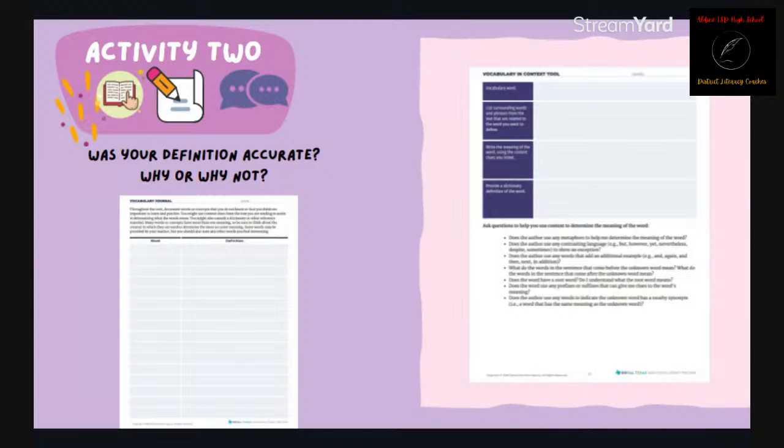Next, they use the context they have identified to make an educated guess about what anonymity might mean and write the meaning. Then, students use a dictionary to look up and write the meaning for anonymity in their third box of their vocabulary and context tool. To conclude the activity, the class discusses the 2 questions on the screen. Was your definition accurate? Why or why not?